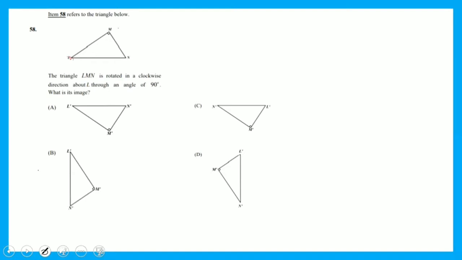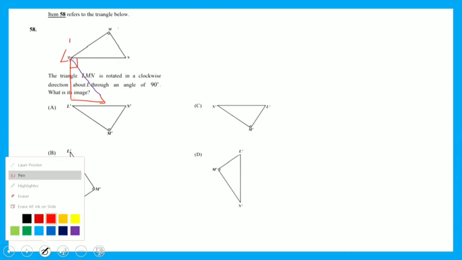Let me see if I can make it a little more accurate. If it doesn't work this time, we're still going. Let's look at that line LN, and we're trying to create L prime, N prime. The angle between this line here and the new line I'm going to draw for the image should be 90 degrees. So that other line is going to end up here, which means when I'm done, my triangle should look something like this, with L prime being there.